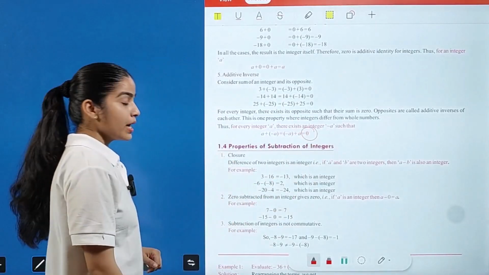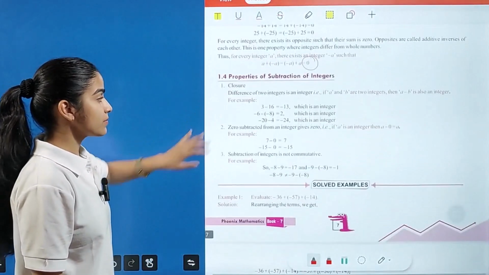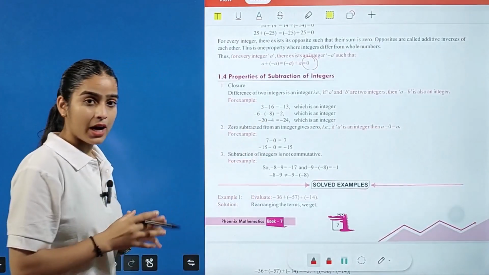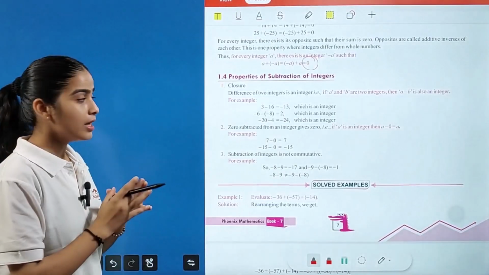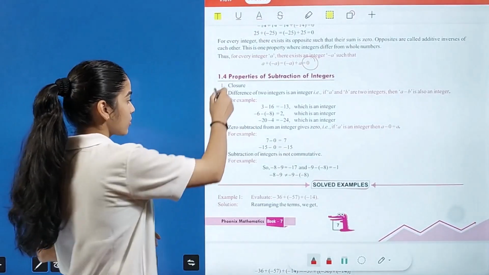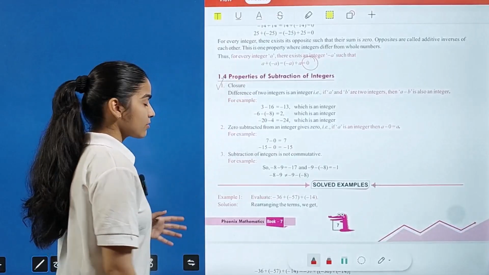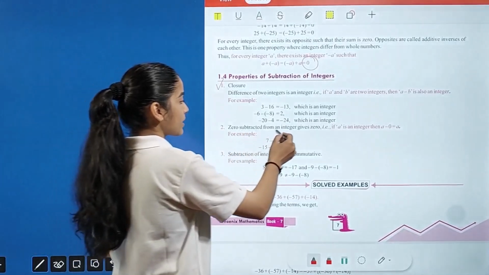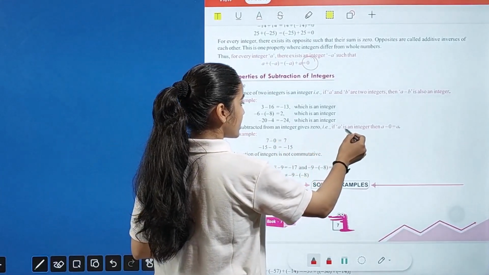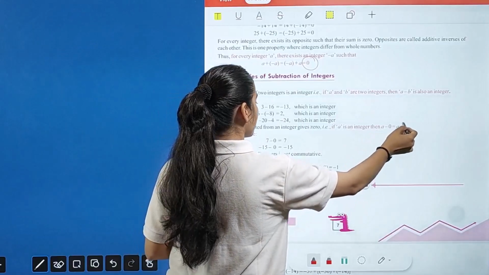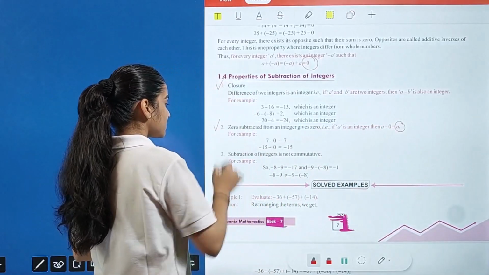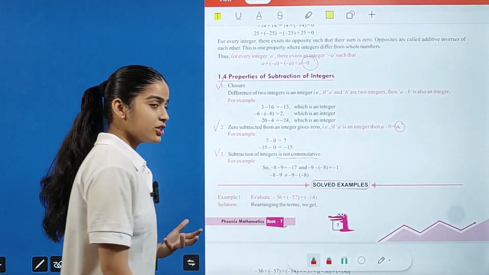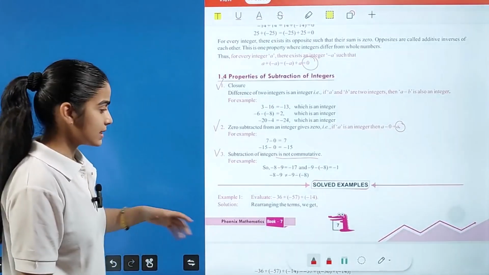Now we are going to deal with the properties of subtraction of integers. So closure property: if we do subtraction with two integers, we will get our answer as an integer only. So the closure property applies here. Next, the commutative and associative properties are not applied in subtraction. 0 subtracted from any integer gives that integer: if a is an integer, then a minus 0 is a. So this is the property we have, and subtraction of integers is not commutative. If we change the order of the numbers, we will not get the same answer.